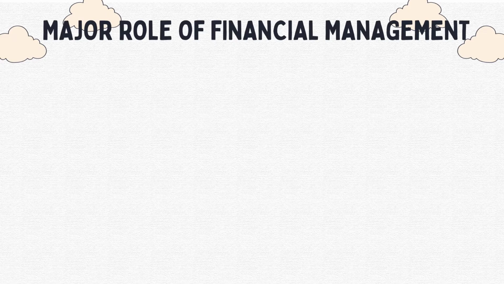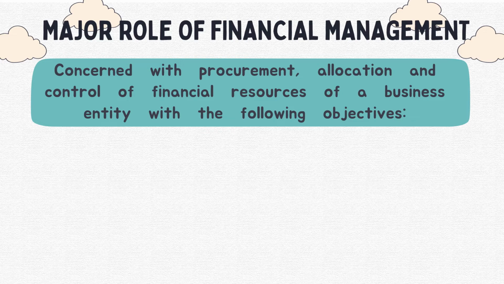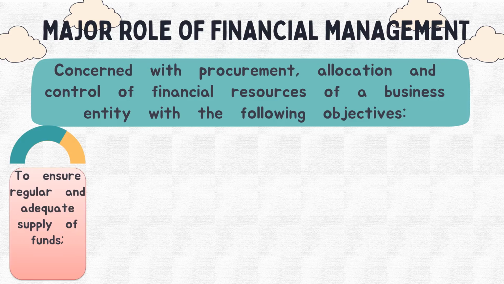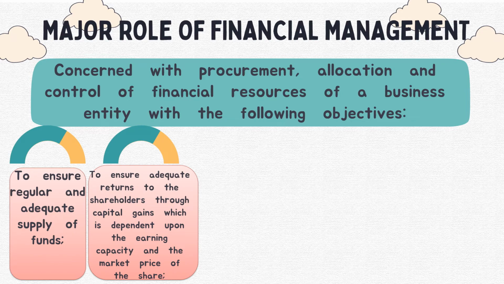Let us now proceed to the major role of financial management. Generally, financial management is concerned with procurement, allocation, and control of financial resources of a business entity with the following objectives. First, to ensure regular and adequate supply of funds. Second, to ensure adequate returns to the shareholders through capital gains, which are dependent upon the earning capacity and the market price of the share.